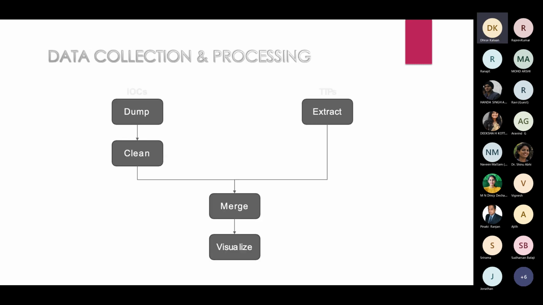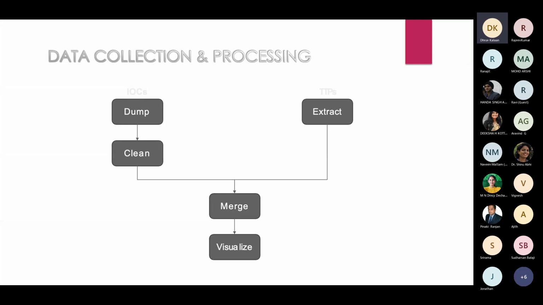In terms of data collection, what we do is we dump IOCs and TTPs, right? We extract the TTPs from any sources that we have about the threat actor. We get multiple IOCs from CTI feeds, threat feeds, etc., and clean them out. We merge them and we visualize them, right?